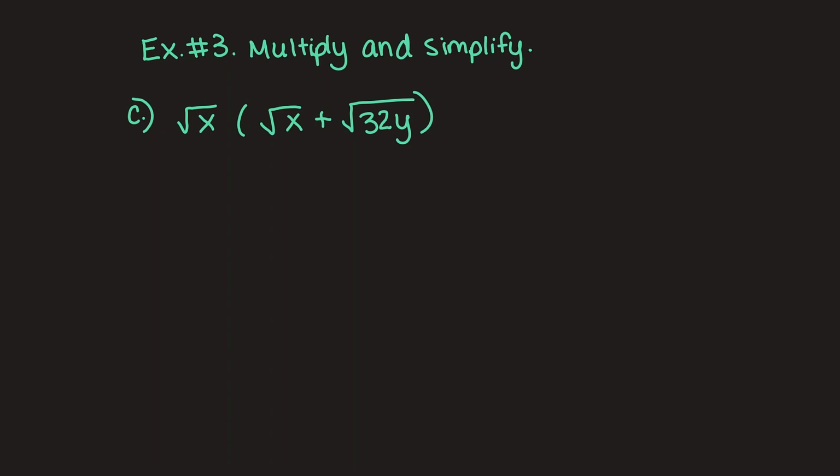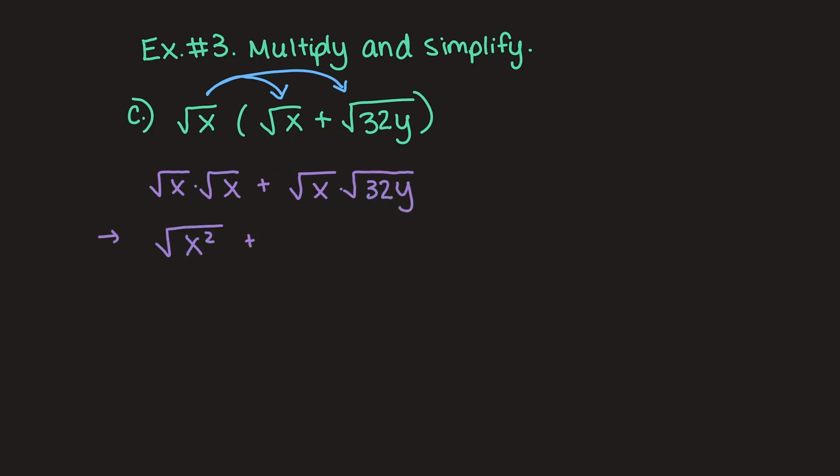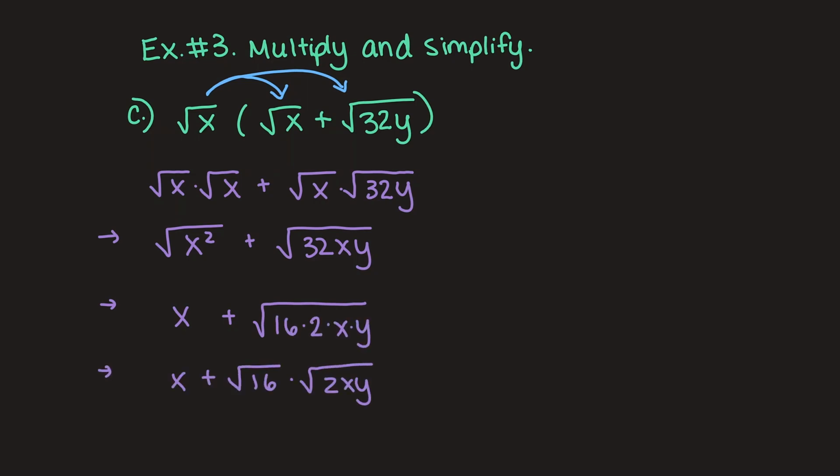And we do the same thing for this example, so we distribute the square root of x to each term, and then using our product rule, we can rewrite these as one radical. We can simplify the square root of x squared, since this is the same as x raised to the 2 over 2, which is just x. And we could also simplify the square root of 32xy, since 32 has a perfect square factor of 16. And then using our product rule, we can simplify. So the square root of 16 is 4, and our final expression simplifies to x plus 4 square root of 2xy.